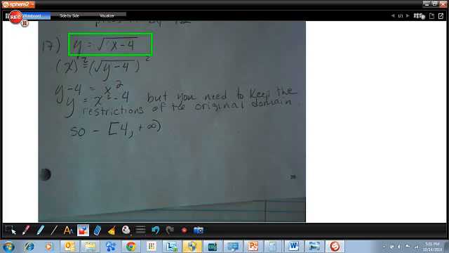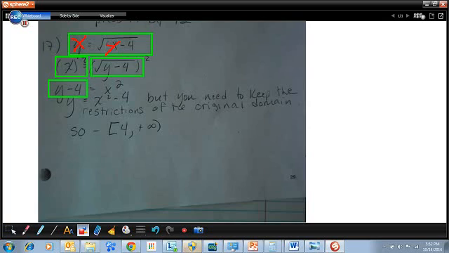We switch the x and the y, so we're going to have x is equal to y, the square root of y minus 4. And then we're going to solve for y again. So we're going to square both sides to get rid of that square root, right? So we're squaring x, and we're squaring the square root of y minus 4, which just leaves us with y minus 4 on one side.